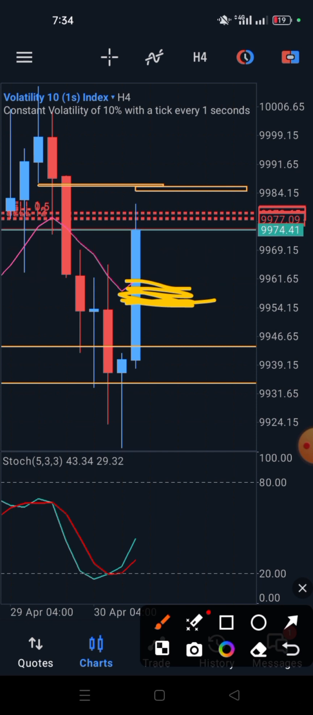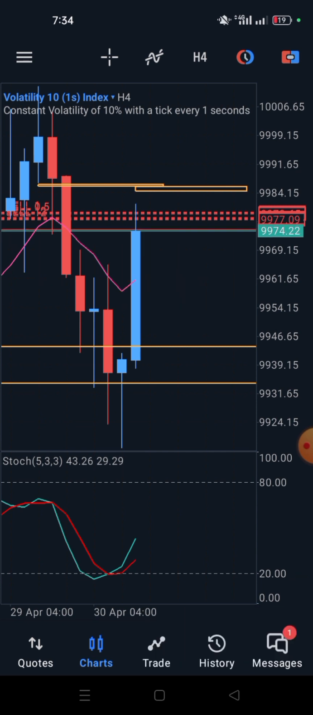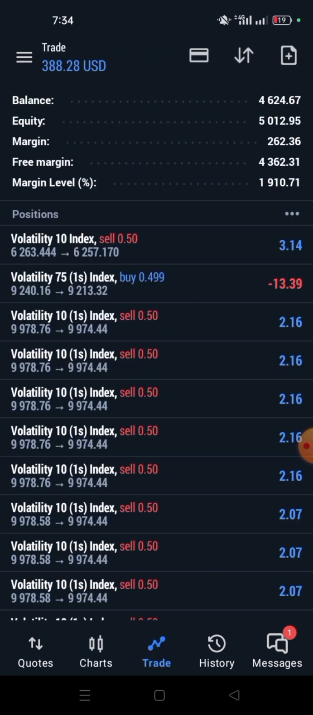But the time, this chart here is 4 hours, but the time is 7:34, which the market is not yet to go down. The market is not yet to go down, but there is a bullish power which signifies liquidity grab. This is how I take it.